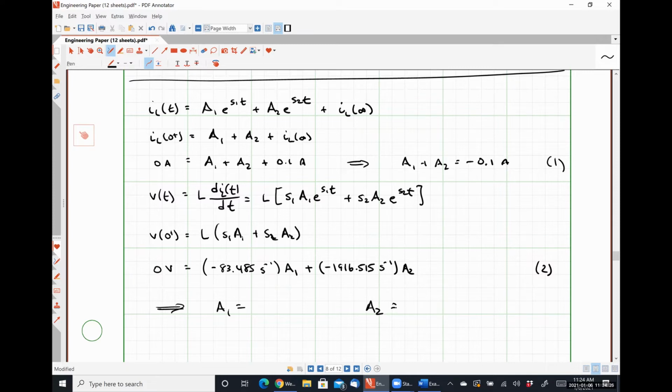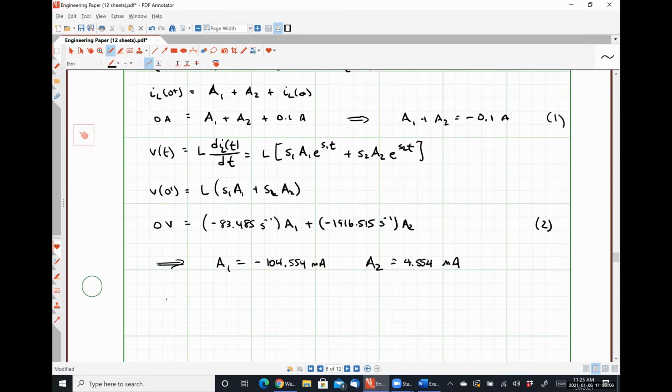So I have 1, 1, negative 0.1, negative 83.485, negative 1916.515, 0. So I get A1 to be negative 104.554 milliamps. A2 is positive 4.554 milliamps.